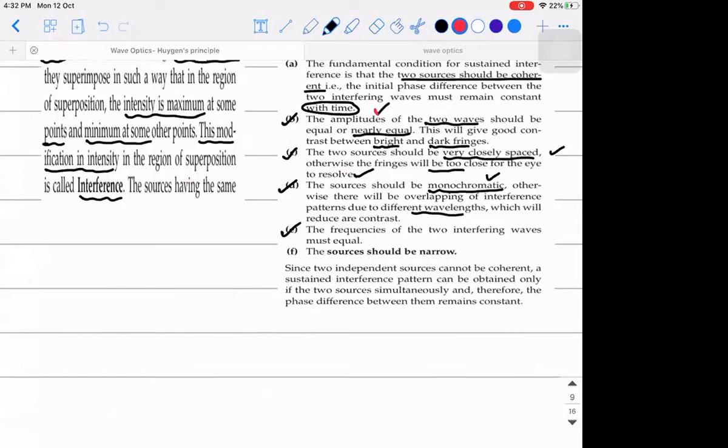Next, the frequencies of the two interfering waves must be equal. This is a very, very important point. And the last point is the sources should be narrow. Now comes the important point, guys.